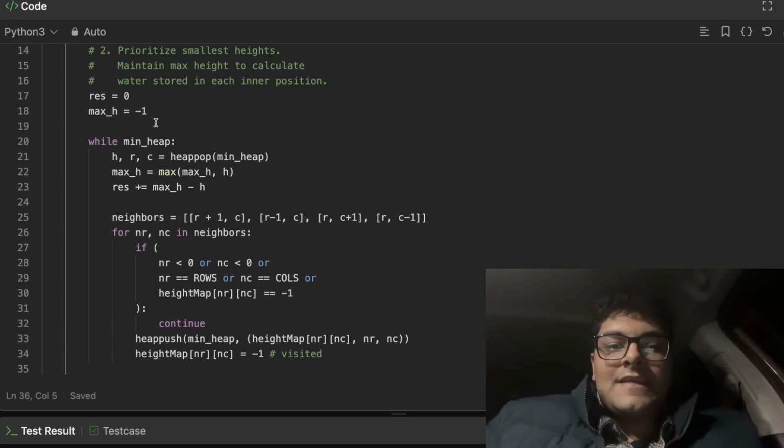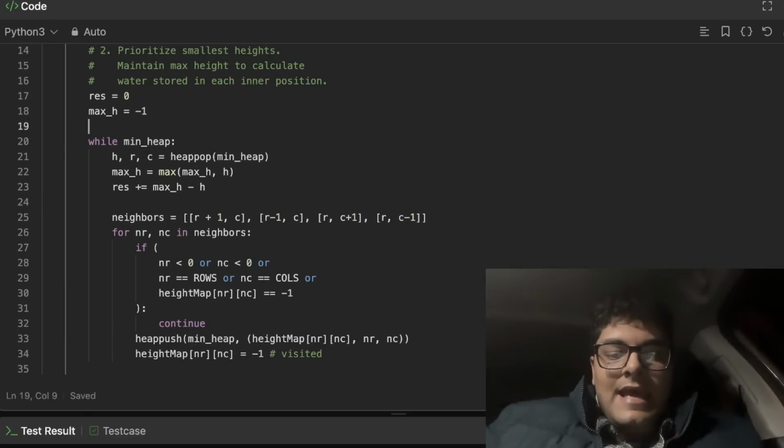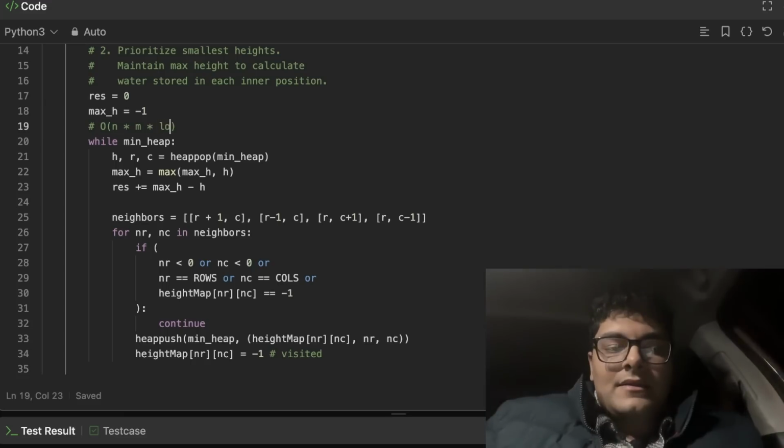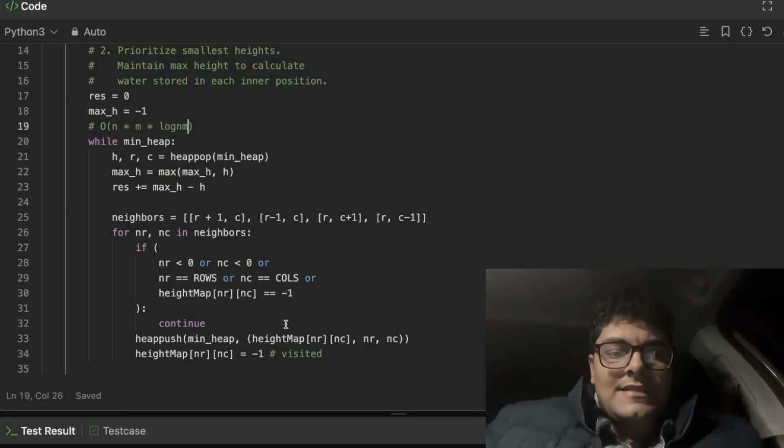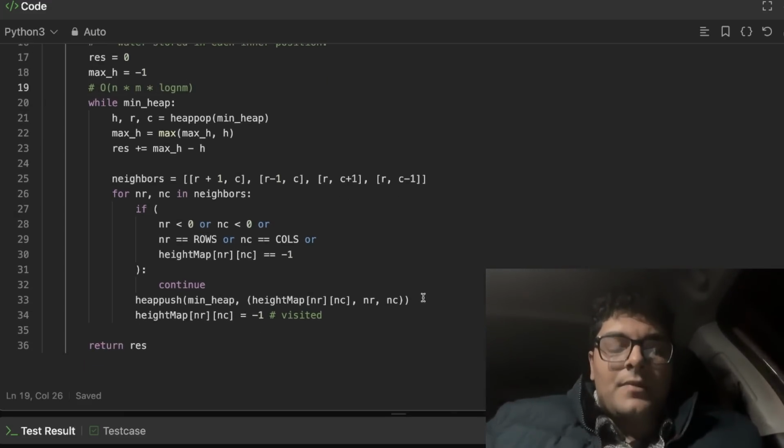The overall time complexity of this is going to be, I think, n times m multiplied by log of nm, because that is the heap push and pop operation.